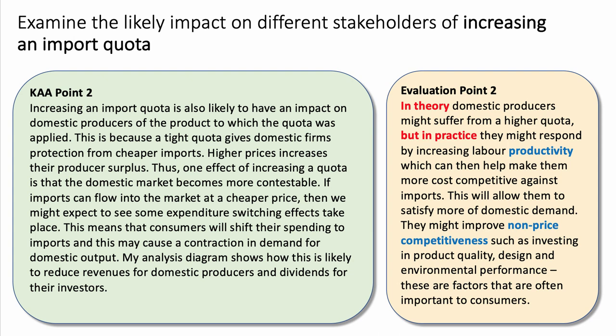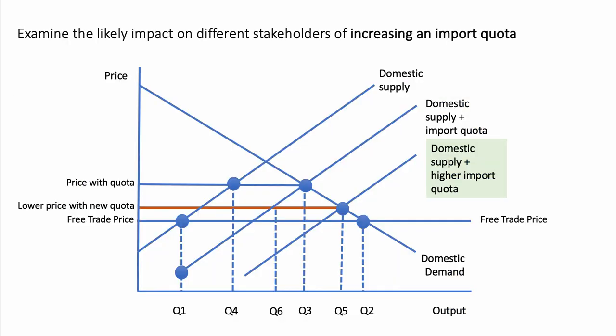As long as the evaluation point here relates back to the KA point, you're going to be in great shape. So there we go. There's our diagram again, which you can show the effect. But if you really want to go to town, then you would probably put in the effect on consumer and producer surplus.